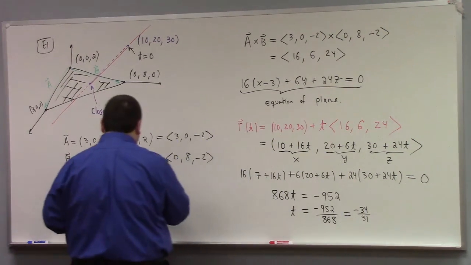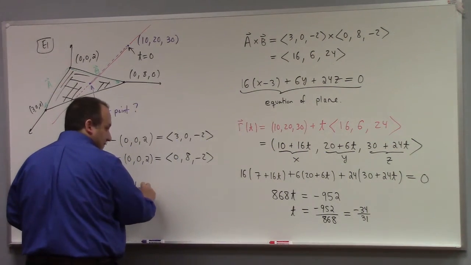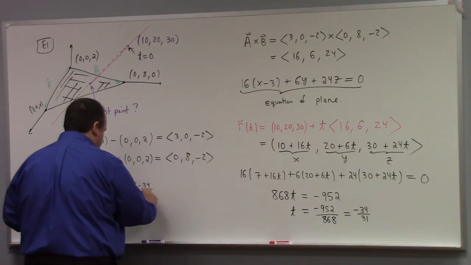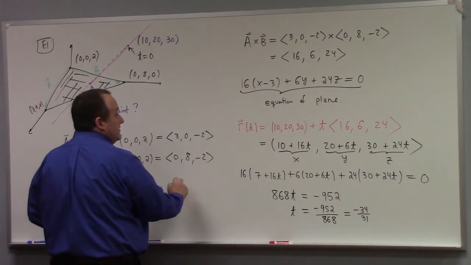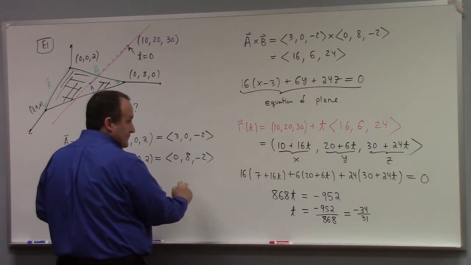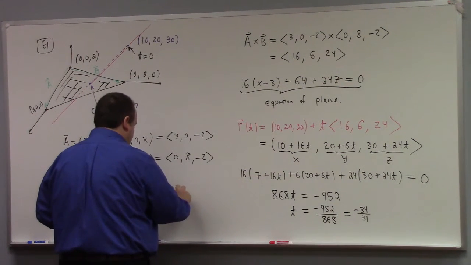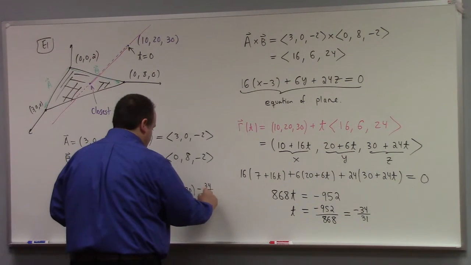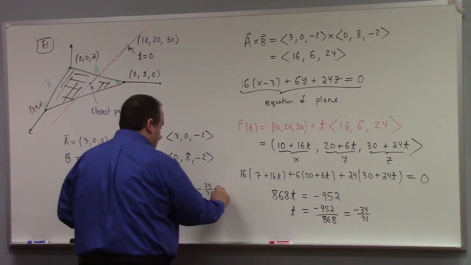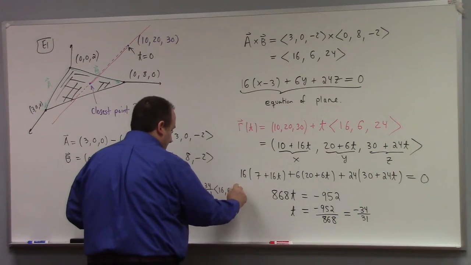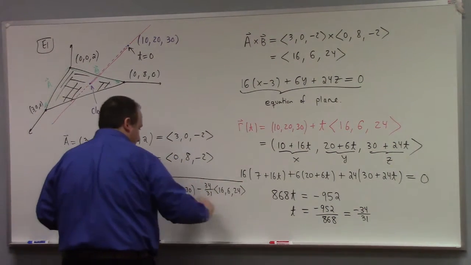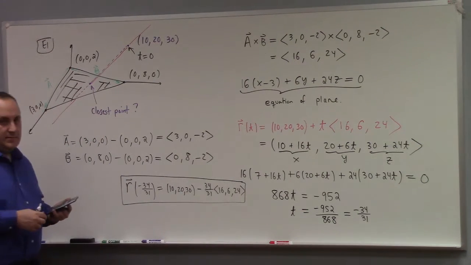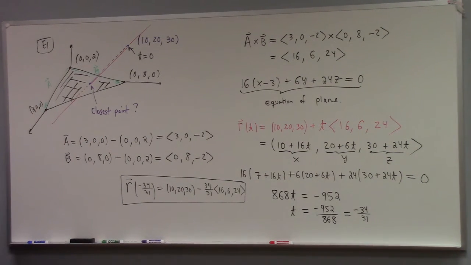And so in short, r of minus 34 over 31, which is specifically 10, 20, 30 minus 34 over 31 times the normal 16, 6, 24. There you go, that's the closest point. I don't really care about the details past that point. That should be enough to make sure everybody understands what I'm doing. Any questions?